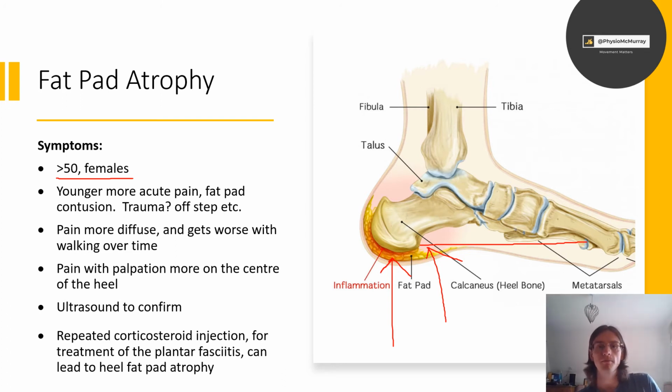So you get pain in the center of the heel, and it's more when you're walking. Over time, it doesn't get better; it gets worse. You'll probably want to have an ultrasound to confirm this. The ultrasound will see the thickness of the fat pad and where it's thinned. Sometimes what they'll find is it's moved either side, so your fat pad will go this way and also move this way, so it'll thin right on the bottom there.